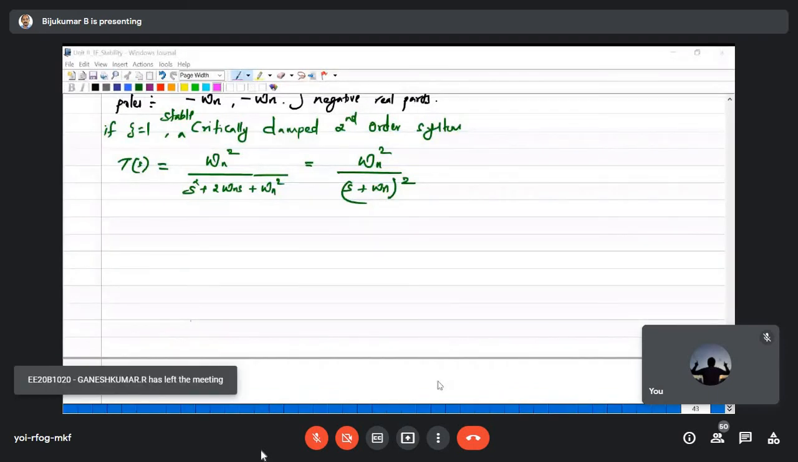Okay, then we'll continue. After substituting zeta equal to 1 in the transfer function, we got omega n square divided by (s plus omega n) square, and then located the corresponding poles. Now we'll move to the third case, case 3, where zeta is greater than 1.